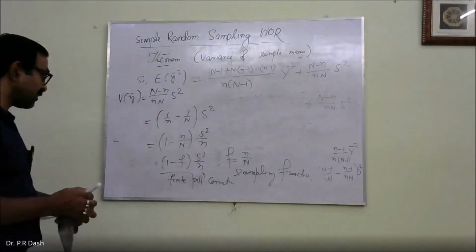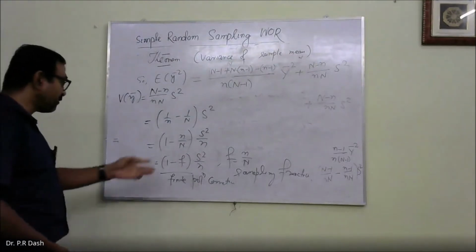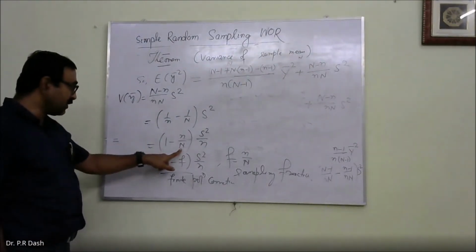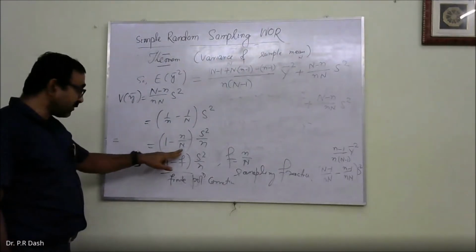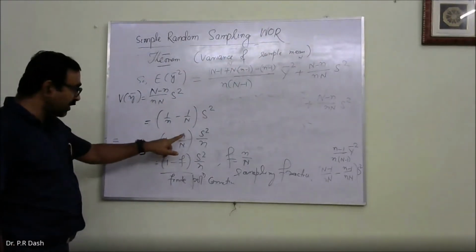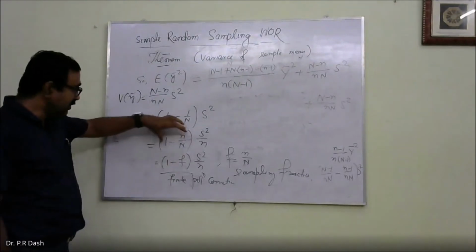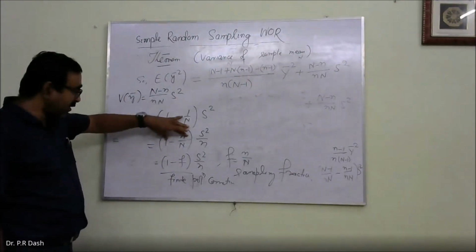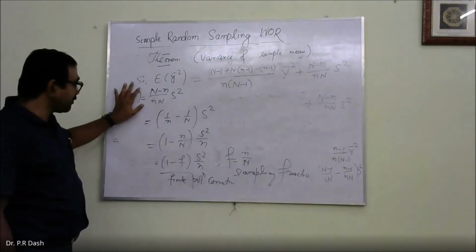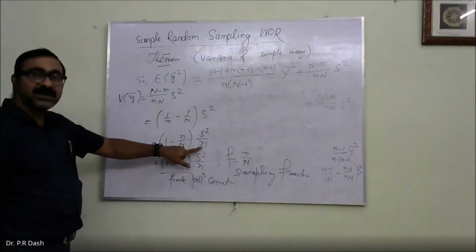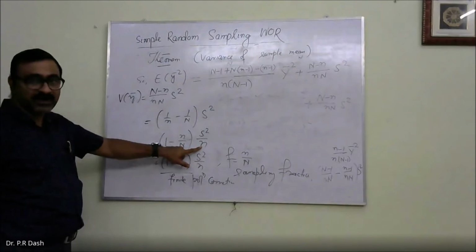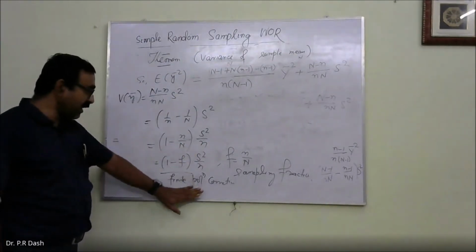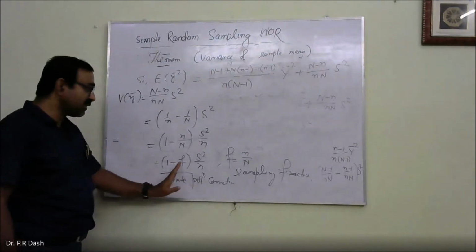Finite population correction, because if the population becomes infinite, that means capital N tends to infinity, this small n by capital N tends to 0. So this becomes equal to 1. So the variance of y bar equal to s square by small n. So that way this is called the finite population correction, 1 minus f.